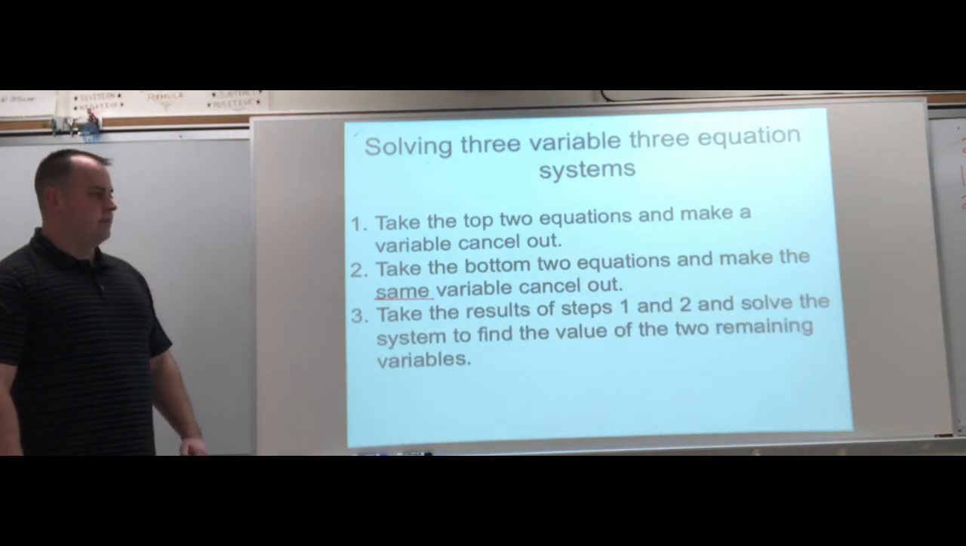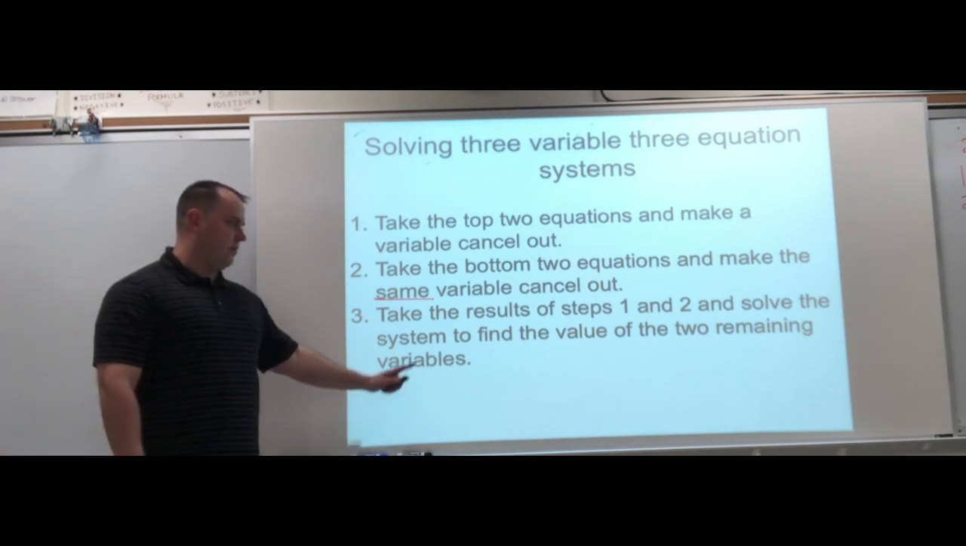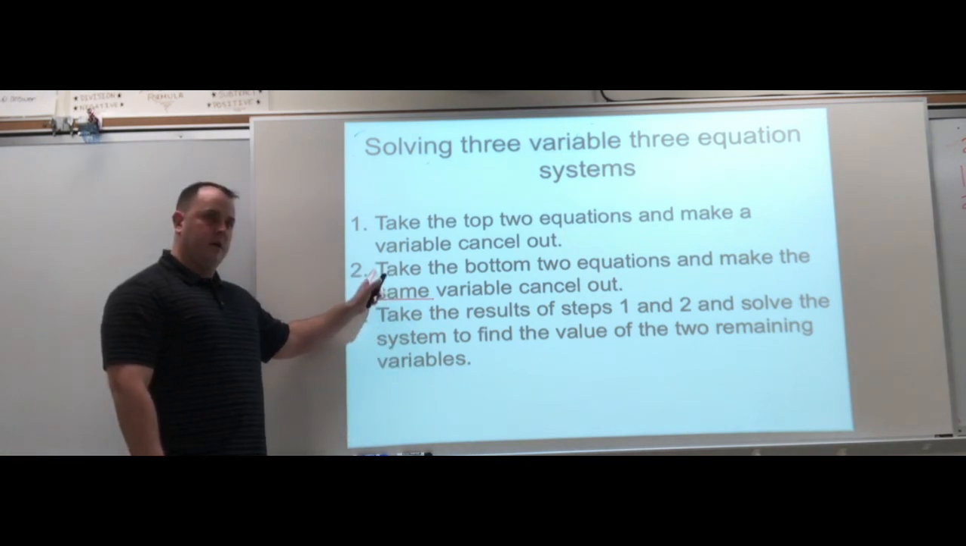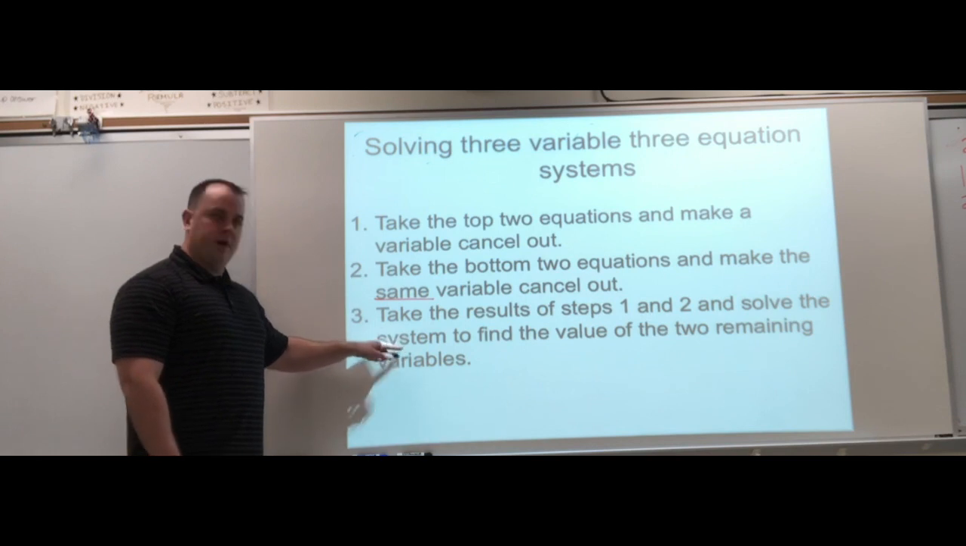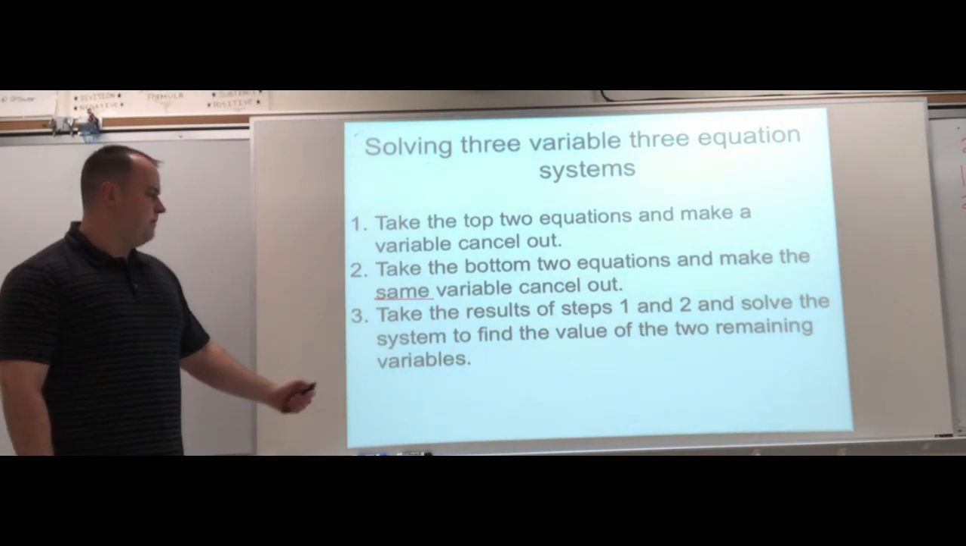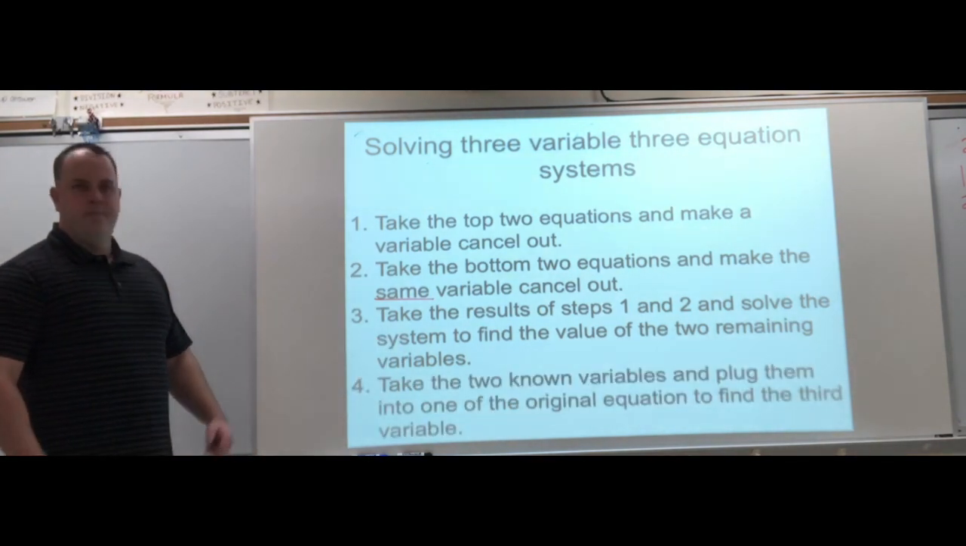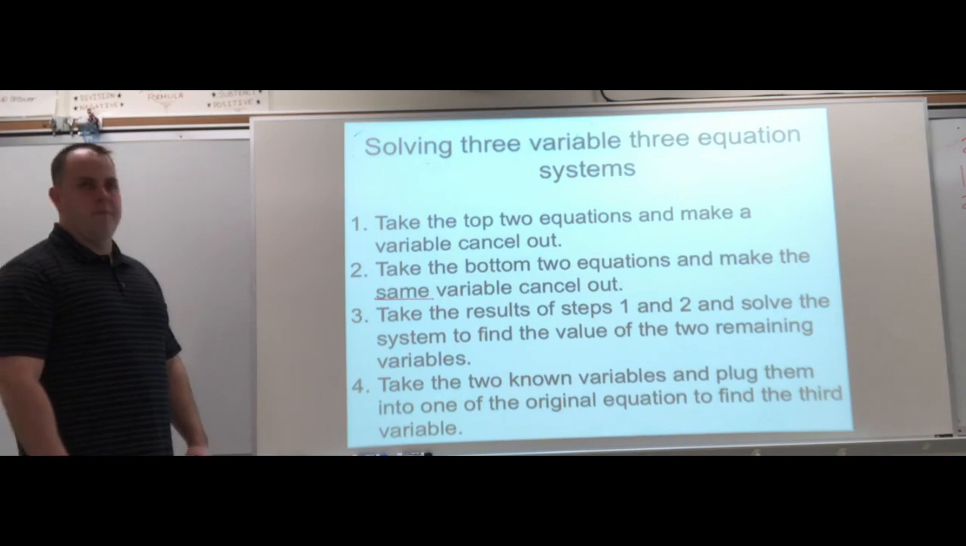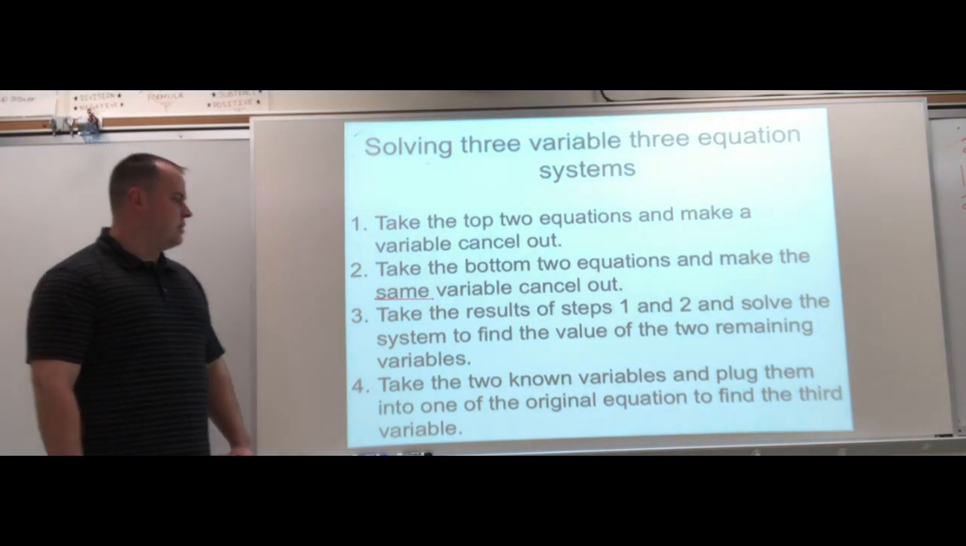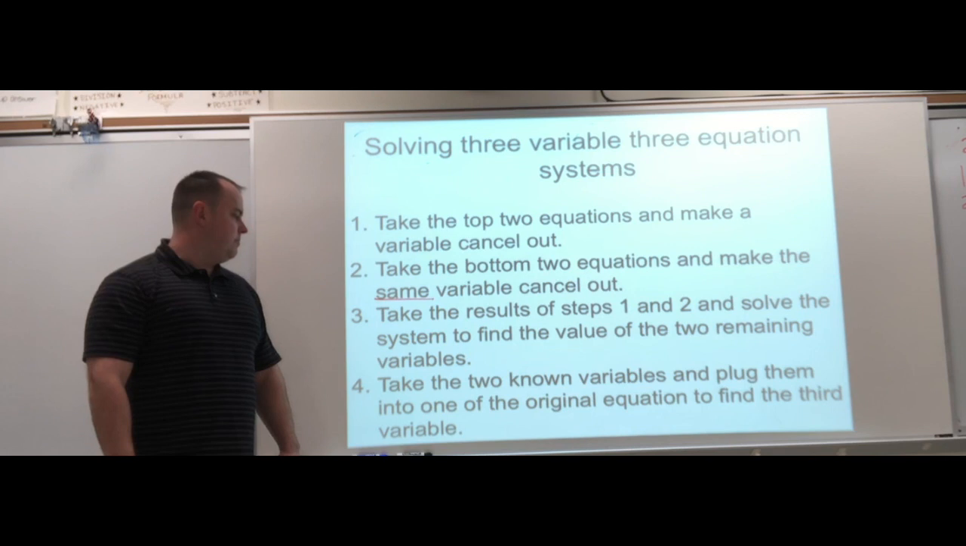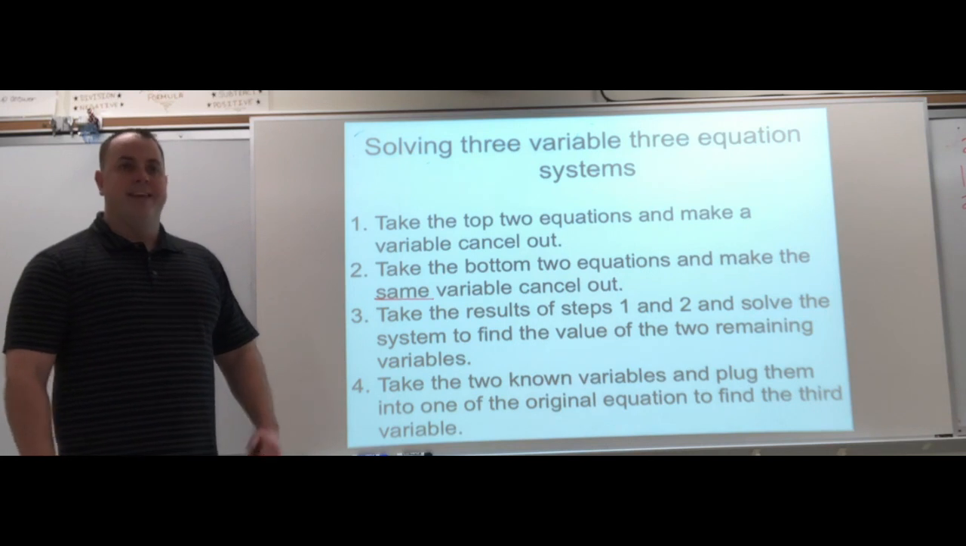Take the results of steps 1 and 2 and solve the system to find the value of the 2 remaining variables. So whatever variable cancels out here, the 2 remaining ones is what you're going to solve for in step 3. And in step 4, you're taking those 2 known variables and plugging them into one of the original equations to find the 3rd variable. Okay? Take your time.